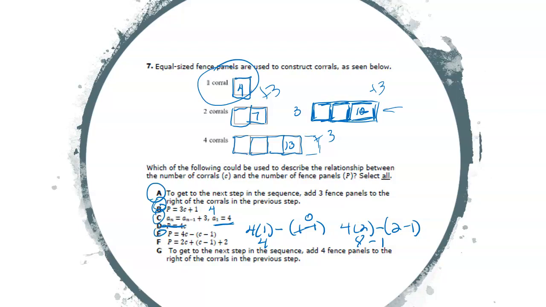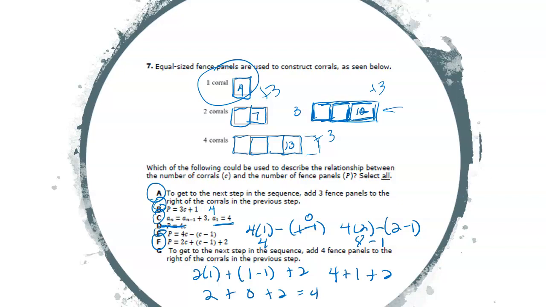If it helps, you could also always simplify the equation first. F, P equals 2 times 1 corral plus 1 corral minus 1 plus 2. So we'd have 2 plus 0 plus 2 equals 4. We can try 2 just to see. So if I do 2, it would be 2 times 2 is 4 plus 2 minus 1 is 1 plus 2 equals 7. So this one works. And then to get to the next step, add 4 fence panels. We know that's incorrect. It's 3. So we get A, B, C, E, and F.